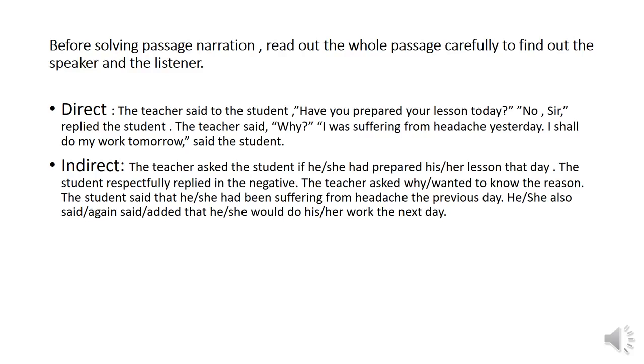So here the student expresses his expression in two sentences correspondingly. If you find such an expression of the listener, then you can write it this way: the student said that he or she had been suffering from headache the previous day. He or she also said, again said, or also added, etc. Here you find "shall". You may want to write "should". No, as we know, with the first person we must write "shall", so when we convert the direct into indirect, we can write would do his or her homework the next day.